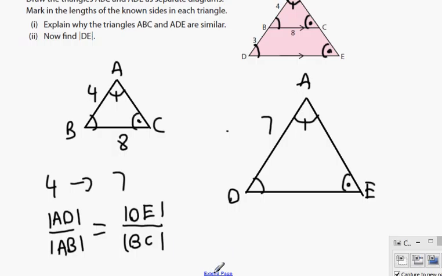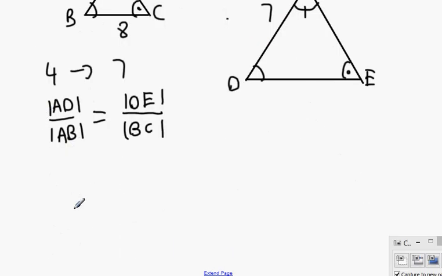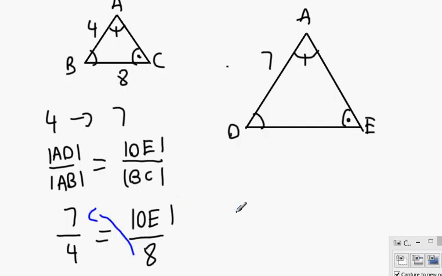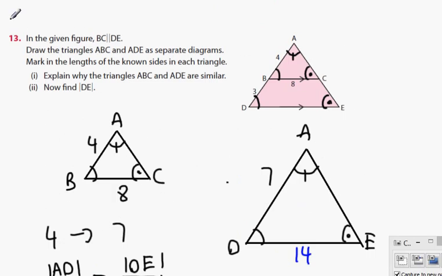Let's fill in our numbers. What is AD? AD is 7. AB? 4. DE? We don't know. What is BC? 8. Cross multiply up the 8s and we find out what DE is. What's 56 divided by 4? 14. DE is 14. That's how we found that out. You just set it up so it looks like a similar triangle.